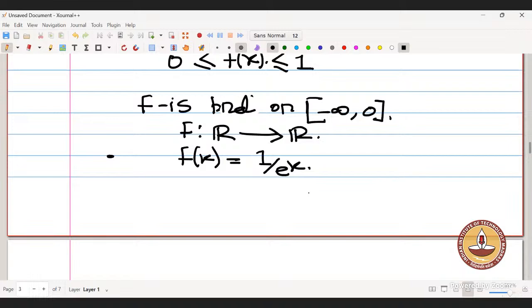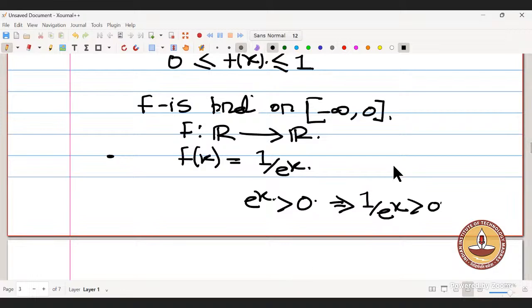No, see, again, you are making a mistake. See, e power x is always greater than or equal to zero, right? Yes, sir. It should be greater than zero, but again, I can write greater than or equal to zero, right? See, if e power x is greater than zero, that means 1 by e power x is also greater than zero, right? Yes, sir.